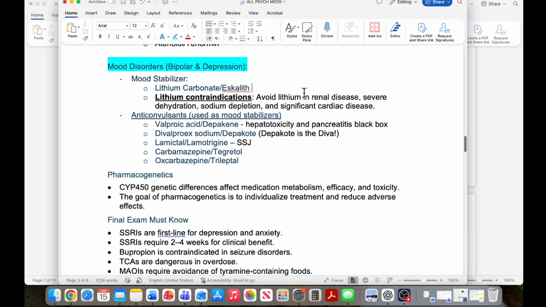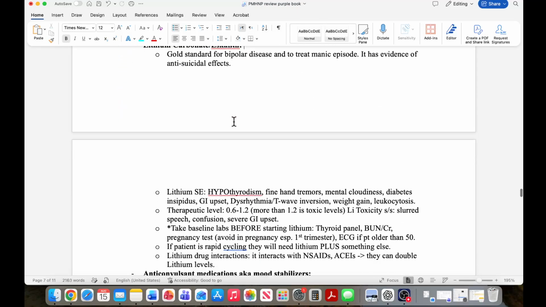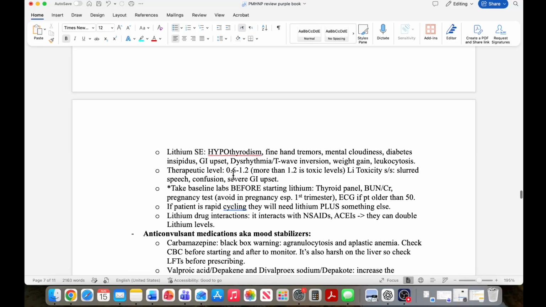Of course, you're going to avoid it in renal disease. And look at this, you're going to avoid it in severe dehydration, because I think it's only going to deplete your sodium. So where do I put that? All right, avoid if the patient is severely dehydrated.